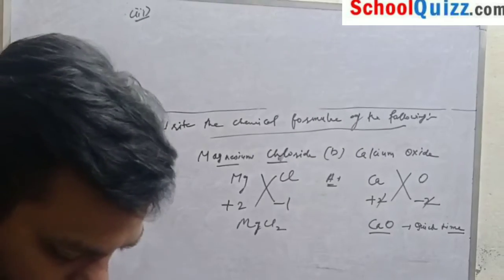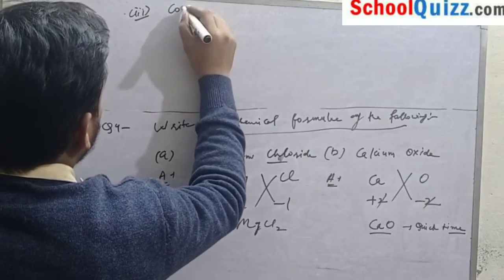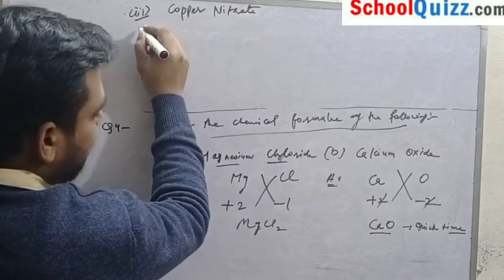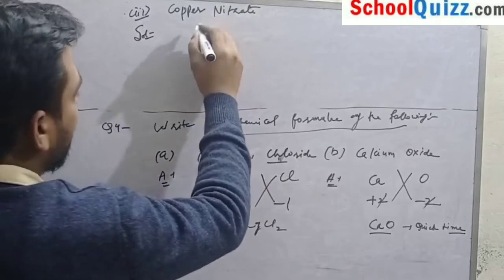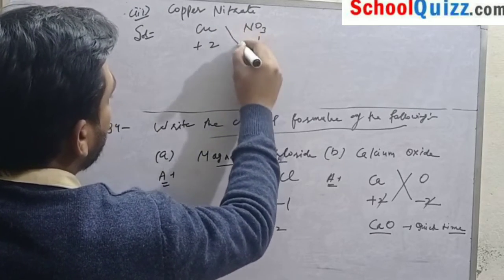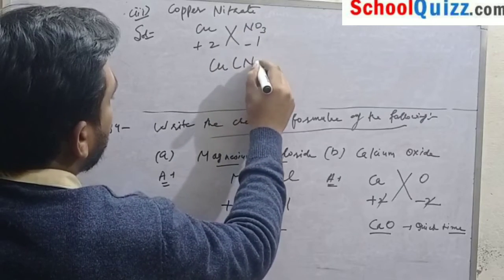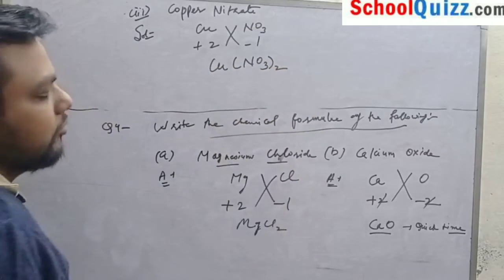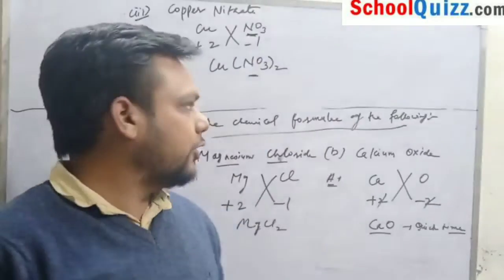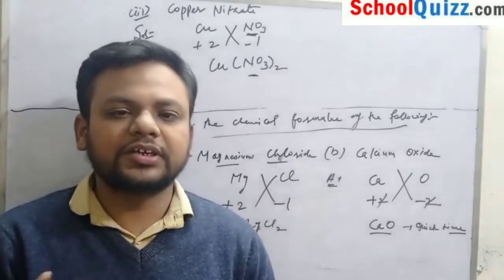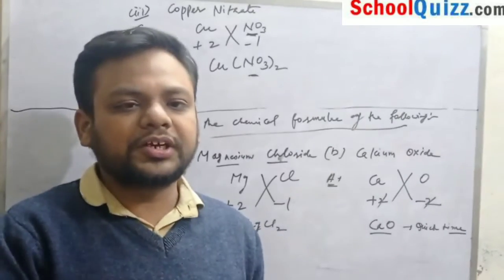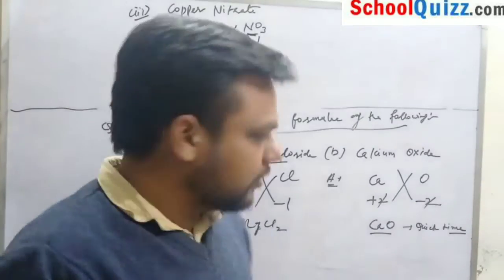Now the third formula is copper nitrate. Nitrate here is also a polyatomic ion. Copper is +2. The nitrate symbol is NO3 -1. So Cu(NO3)2. It is written with a bracket and the subscript 2, because it is a polyatomic ion. Copper nitrate, Cu(NO3)2. How to pronounce it? Cu NO3 twice.